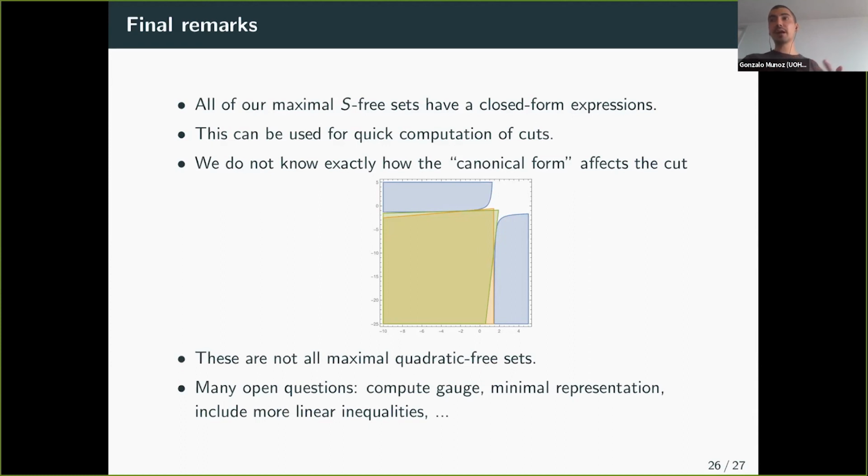Well, we know for a fact that our construction doesn't yield all the maximal quadratic-free sets. We have some examples that we cannot achieve. And there are other questions like obtaining minimal representation of the sets. What happens if we include more linear inequalities, etc. So that's all I wanted to say. Thank you for your attention.